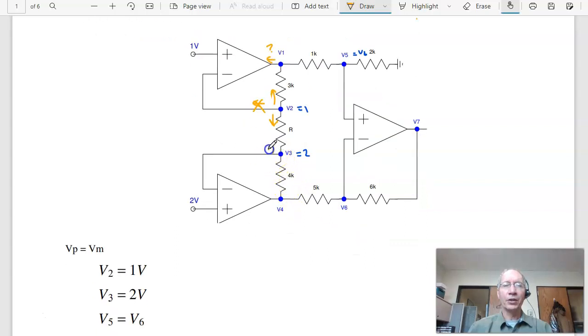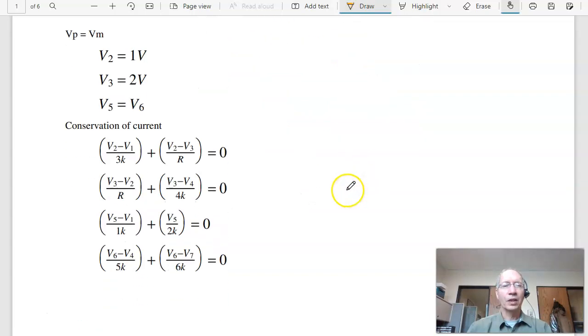At node 3, current up plus current down plus current left equals 0. There is no current into the input to the op-amp, so it's V3 minus V2 over R plus V3 minus V4 over 4K equals 0. At V4, again I don't know what this current is, so I can't write that equation. Plus I already wrote it, that's V plus equals V minus. At node 5, current left, current right equals 0. And node 6, current right plus current left is also equal to 0. It gives you 7 equations, 7 unknowns. This one you didn't have to solve, just write the equations.